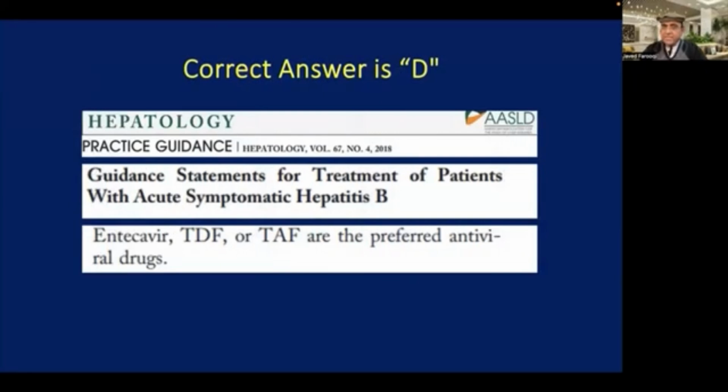And why do we say this? The guidance statement of the AASLD for treatment of patients with acute symptomatic hepatitis B is you can start entecavir, TDF, or TAF. All are the preferred antiviral drugs. So the guidelines say anyone can be started.